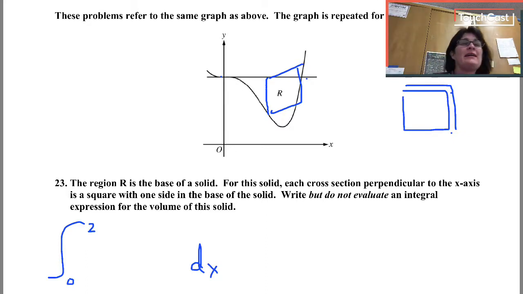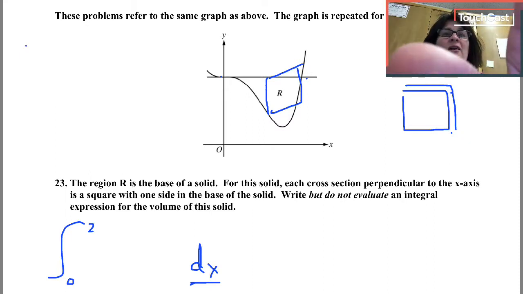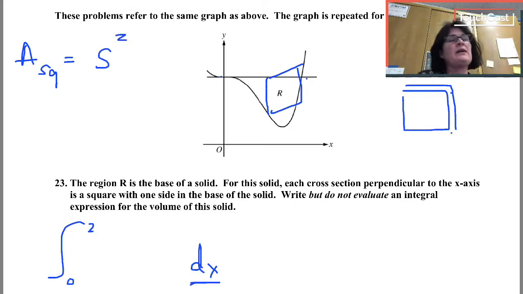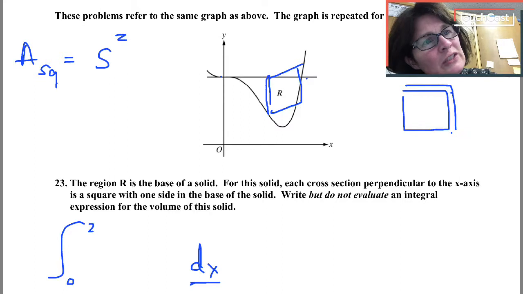If I want my final answer to represent a volume, it means I have to add up infinitely many volumes. So the volume of a cheese slice is going to be the area of the square face times the thickness. Well, here's the thickness. So now I need an expression for the area of the square face. Well, how do I find the area of a square? I take the side of the square and I multiply it by itself. So what I need is an expression for the length of the side of the square.